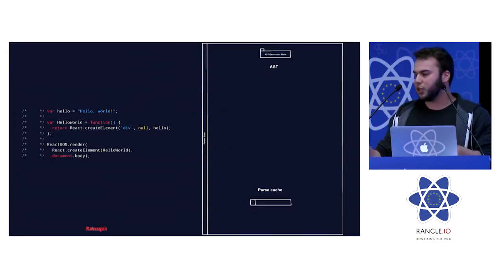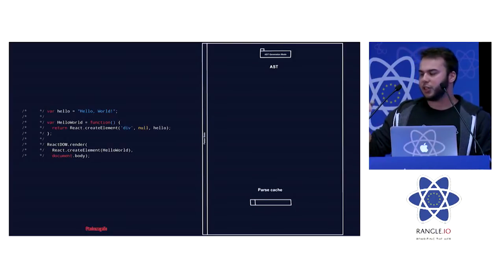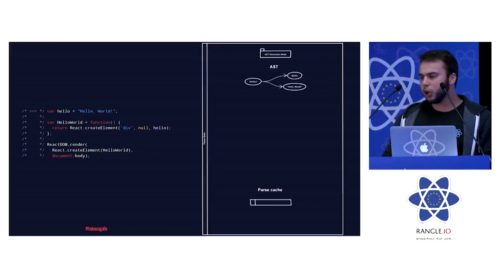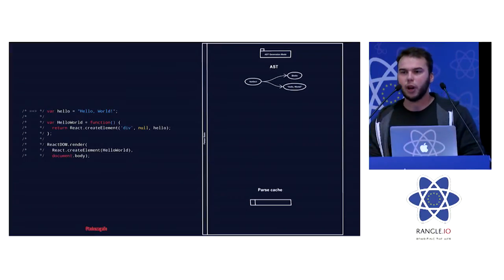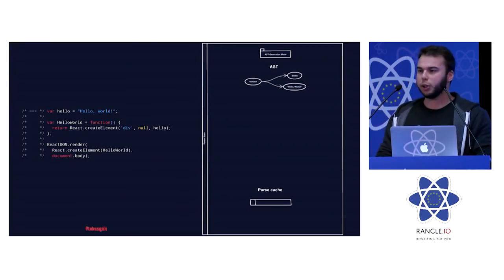So here we haven't started yet. The AST is empty, and there's a parser cache at the bottom that's also empty. So we go to line 1, and we find a var declaration. If you have watched Jeff's talk on Flow yesterday, that might sound familiar. The left-hand side is an identifier, hello, and the right-hand side is a string, hello world. So we put the AST node there, and we go to the next line.